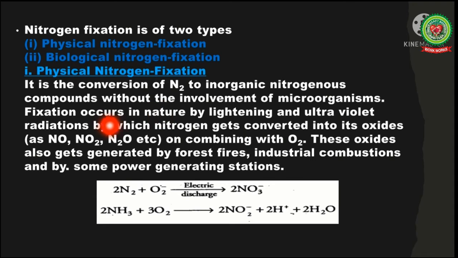It is the conversion of molecular nitrogen to inorganic nitrogenous compounds without the involvement of microorganisms. Fixation occurs in nature by lightning and ultraviolet radiations by which nitrogen gets converted into its oxides on combining with oxygen. These oxides also get generated by forest fires, industrial combustions and by some power generating stations. You can see here molecular nitrogen combines with oxygen during electric discharge and results in the formation of nitrates. These nitrates combine with oxygen to form nitrates, hydrogen and water.